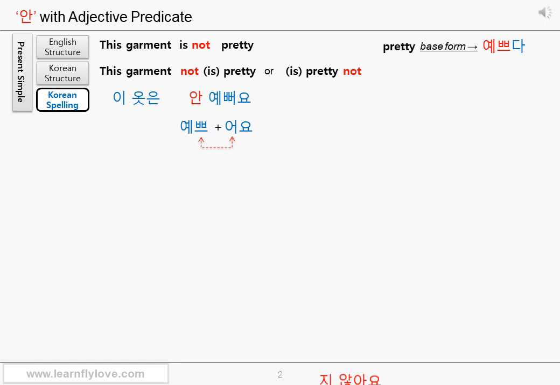If you use the negative compound expression 지 않아요, the stem 예쁘 doesn't change and 지 않아요 is added right after. So 예쁘지 않아요. 이 옷은 안 예뻐요. Or 이 옷은 예쁘지 않아요.